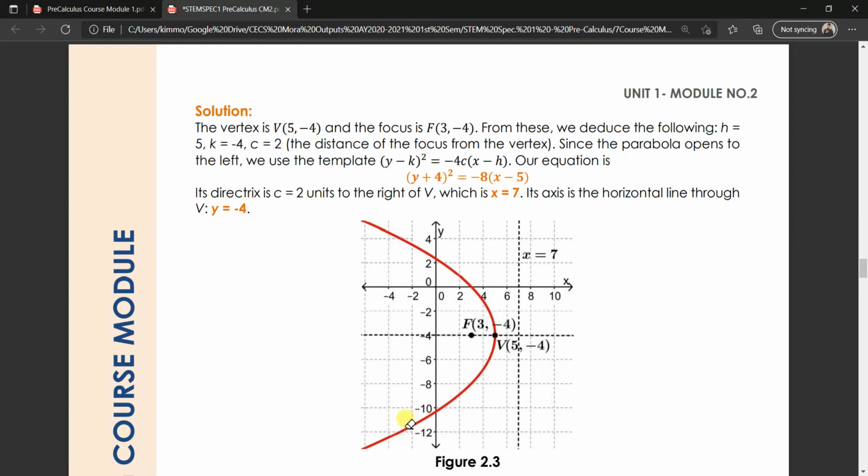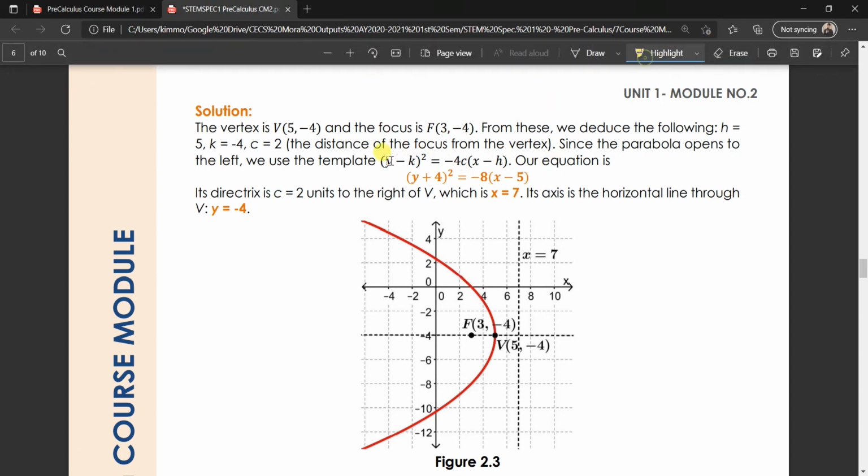Since we already know that our parabola is facing at the left side, then we can conclude that the standard equation of our parabola should be y minus k squared is equal to negative 4c times x minus h. So this is the standard equation that we are going to use. That is the first step you should always know: which standard equation you will use.